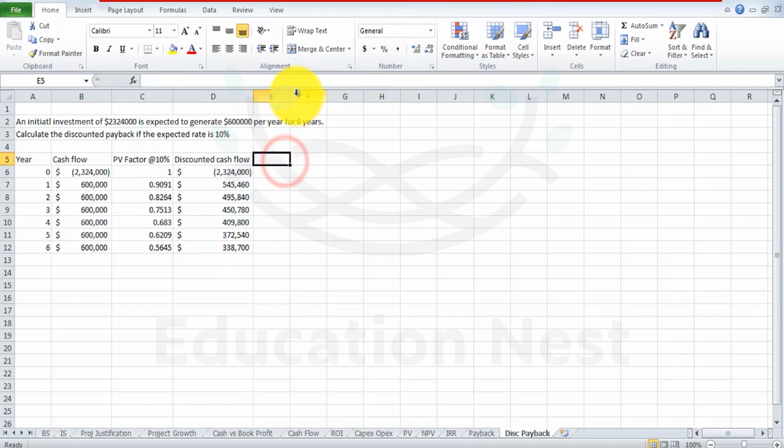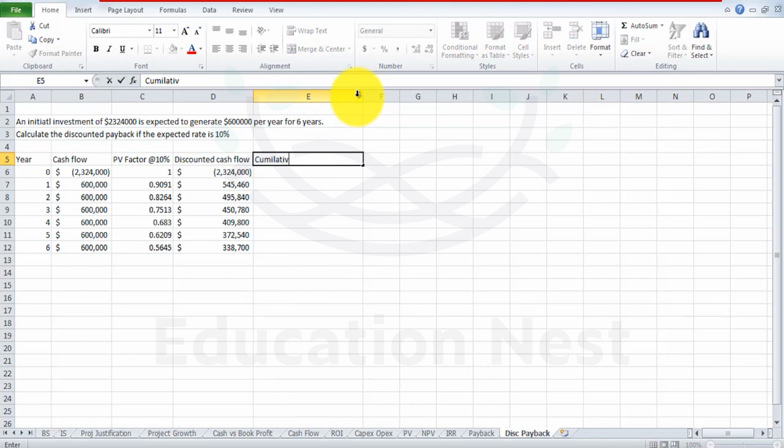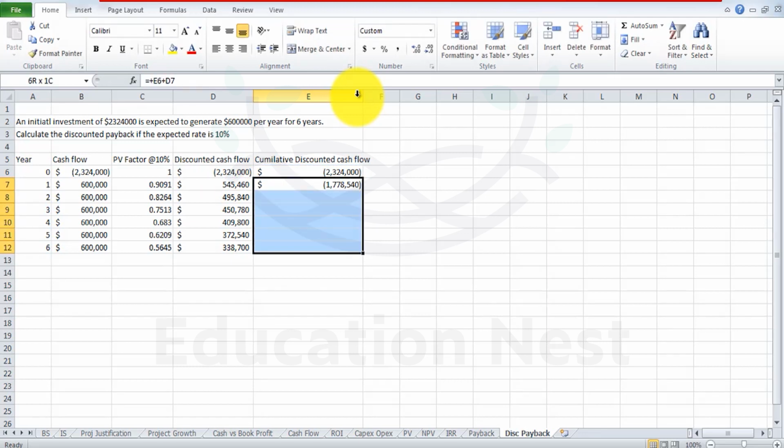Now we're going to add one more step, which is going to help you figure out where your payback period lies. It's going to be the cumulative discounted cash flow. So here we're going to have the same minus figure, $2,324,000. And as you realize, this goes on decreasing because you initially made a negative investment, your cash had gone out, and then you're starting to receive money against that, which is discounted to the present value. So obviously your cumulative cash flow will keep on reducing from negative and ultimately turn out to be positive.